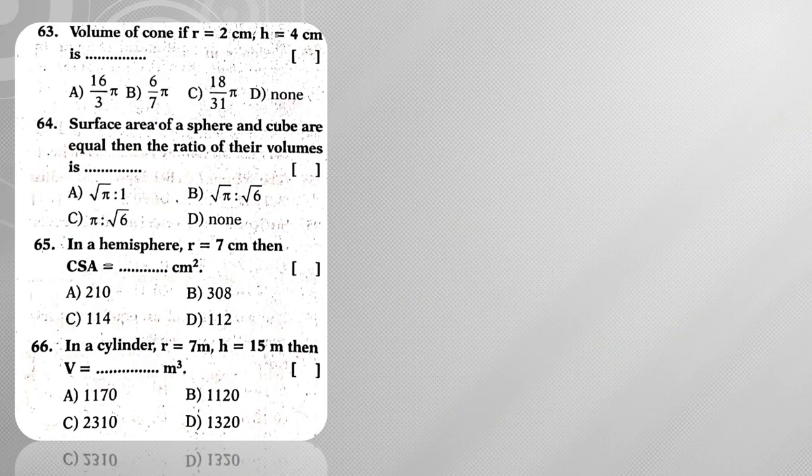Next, moving on to question number 63. Volume of cone if r is equal to 2, h is equal to 4. So volume of cone is given by 1/3 pi r square h. Now substituting the values, 1 by 3 into pi as it is. Radius is 2 square, which is nothing but 4, into height 4. So 4 fours are 16 by 3 into pi. Hence the answer is 16 by 3 into pi.